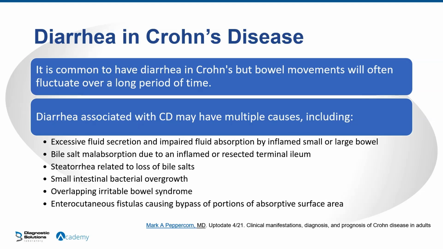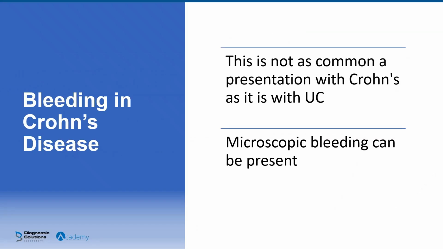You could also see fistulas forming that will anatomically change the GI tract. It's not as common with Crohn's as it is with UC to see bleeding, but microscopic bleeding might be present. These patients don't have bowel movements of just blood, usually.